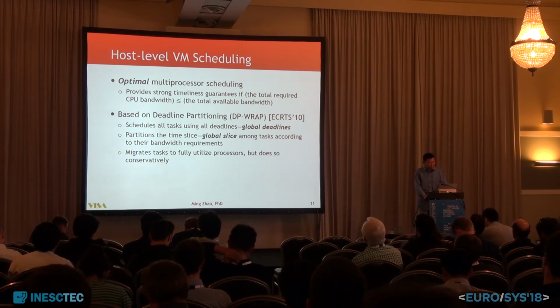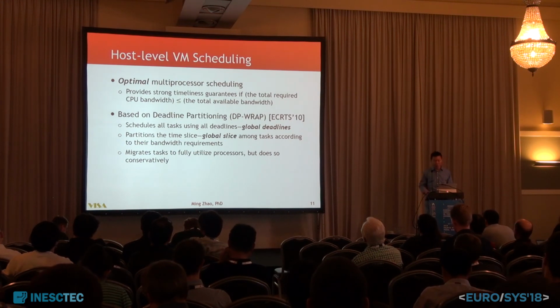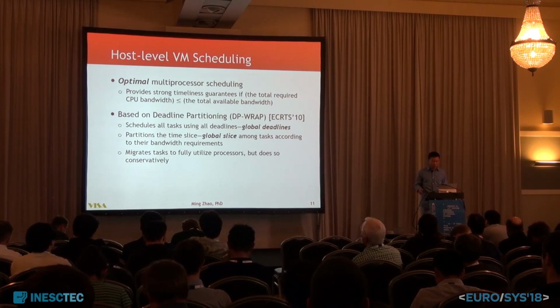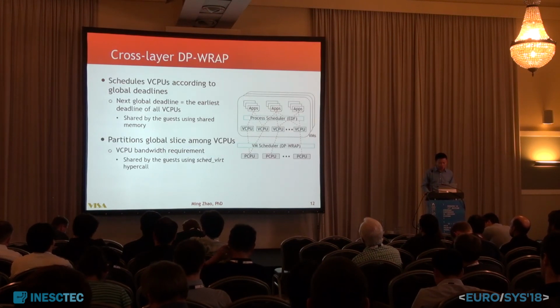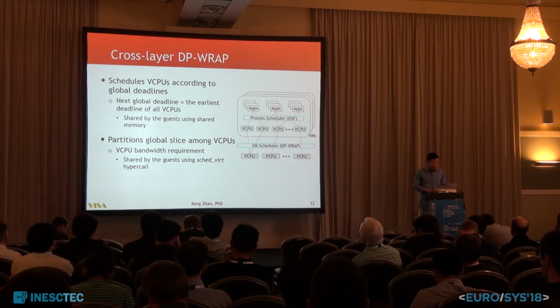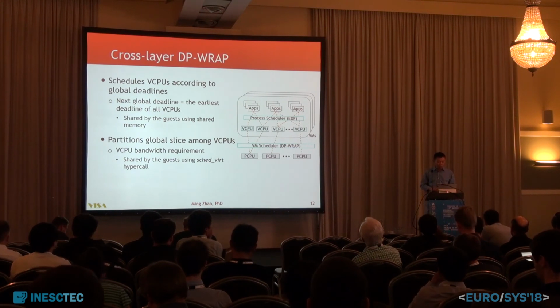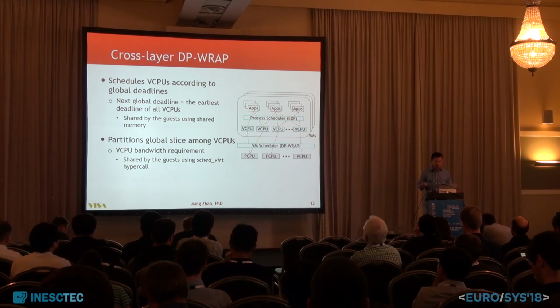I don't have time to go into details of DP-WRAP, but the basic idea is that it considers all the tasks' deadlines as deadlines for everybody, and those are called global deadlines. The time slice between two consecutive global deadlines is called a global slice, and the global slice is partitioned among the tasks according to their bandwidth requirements. That's just the basic idea. Now, to make it work for RTVert, in this cross-layer version of DP-WRAP, the host scheduler will use DP-WRAP to schedule all the vCPUs according to the vCPUs' deadlines and global deadlines.